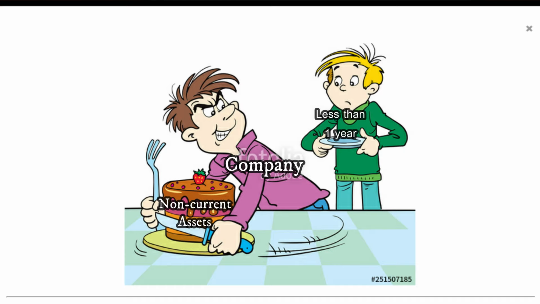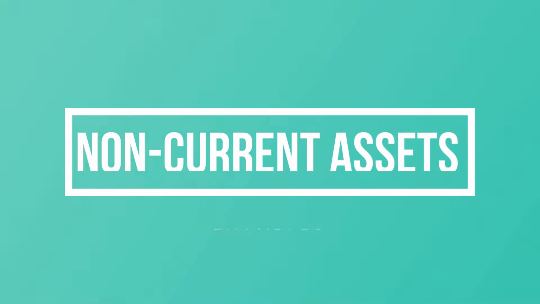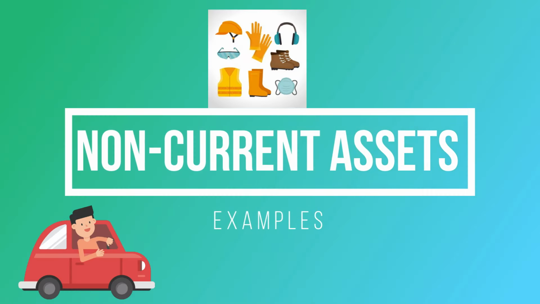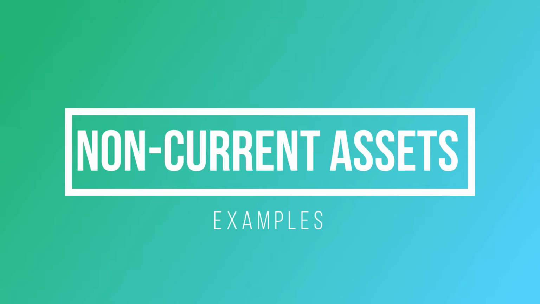You do not plan to sell or exchange non-current assets for any form of cash. That is why they are non-current. You plan to keep them, usually for a minimum of 5 years. Good examples of non-current assets would be property, plant and equipment, where the company buys vehicles, equipment, machinery, and so forth. Another good example of non-current assets is intangible fixed assets.